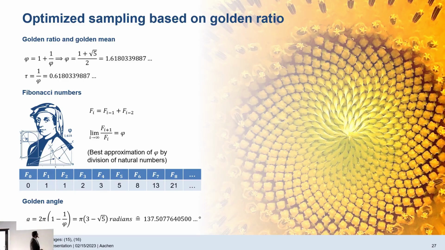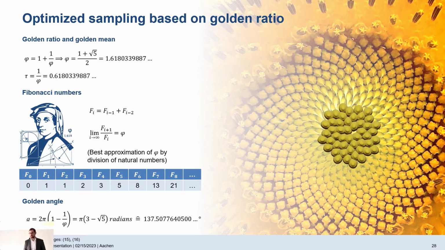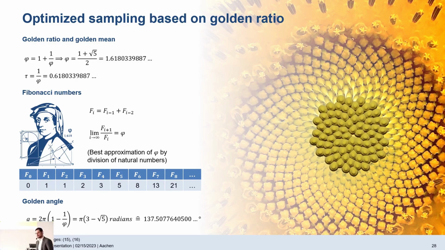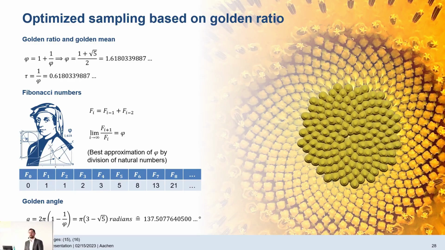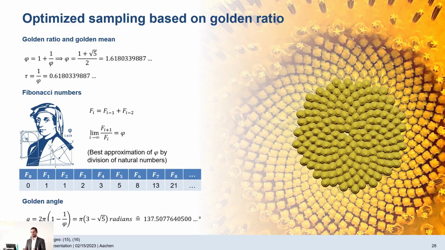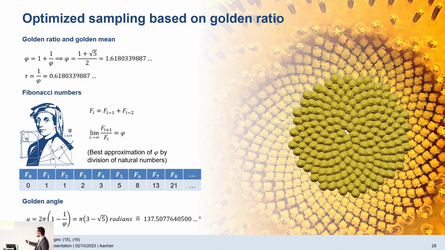And we see this phenomenon also in nature. For example, sunflowers have learned by evolution to distribute their seeds in a way that each seed kind of maximizes the amount of collected sunlight. And the sunflower also uses the golden angle.